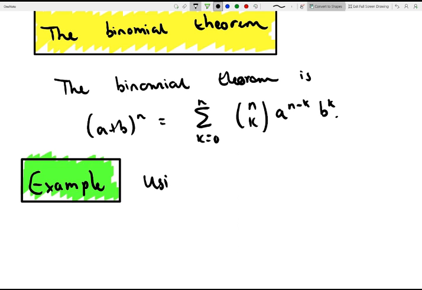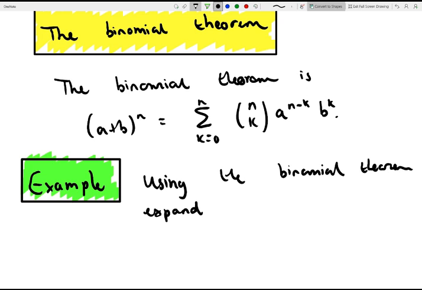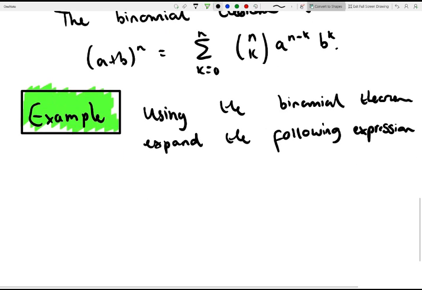So using the binomial theorem, expand the following expression, and the expression is 1 plus x to the power of 5.